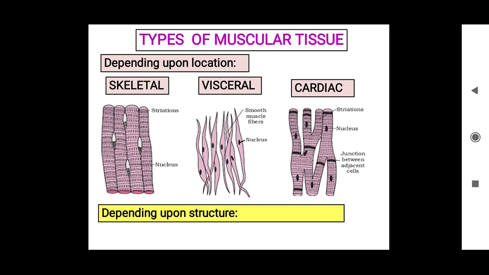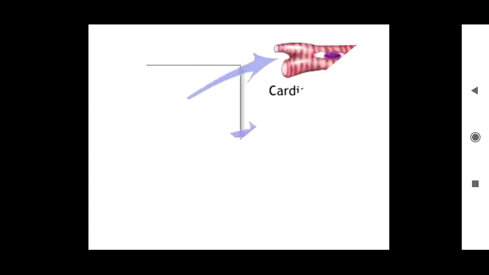The second type of classification depends on the structure. So they are either striated, that means they show some bands on their structure. So from these three cells you can see two of them are having these alternating light and dark bands. So these two are also called striated muscles. Whereas the second category are the smooth muscles. As you can see in the visceral muscles, there are no striations. No layers are seen. So they are also called smooth muscles.